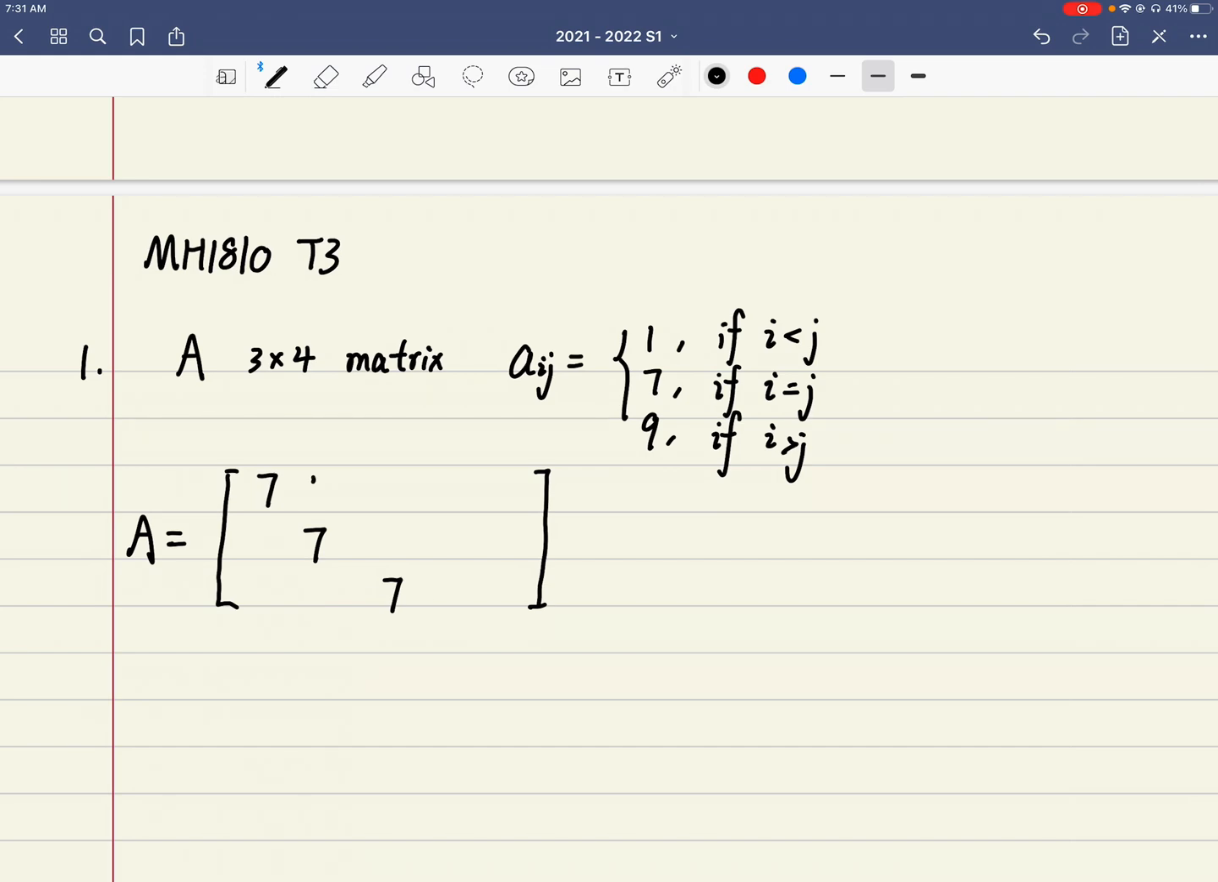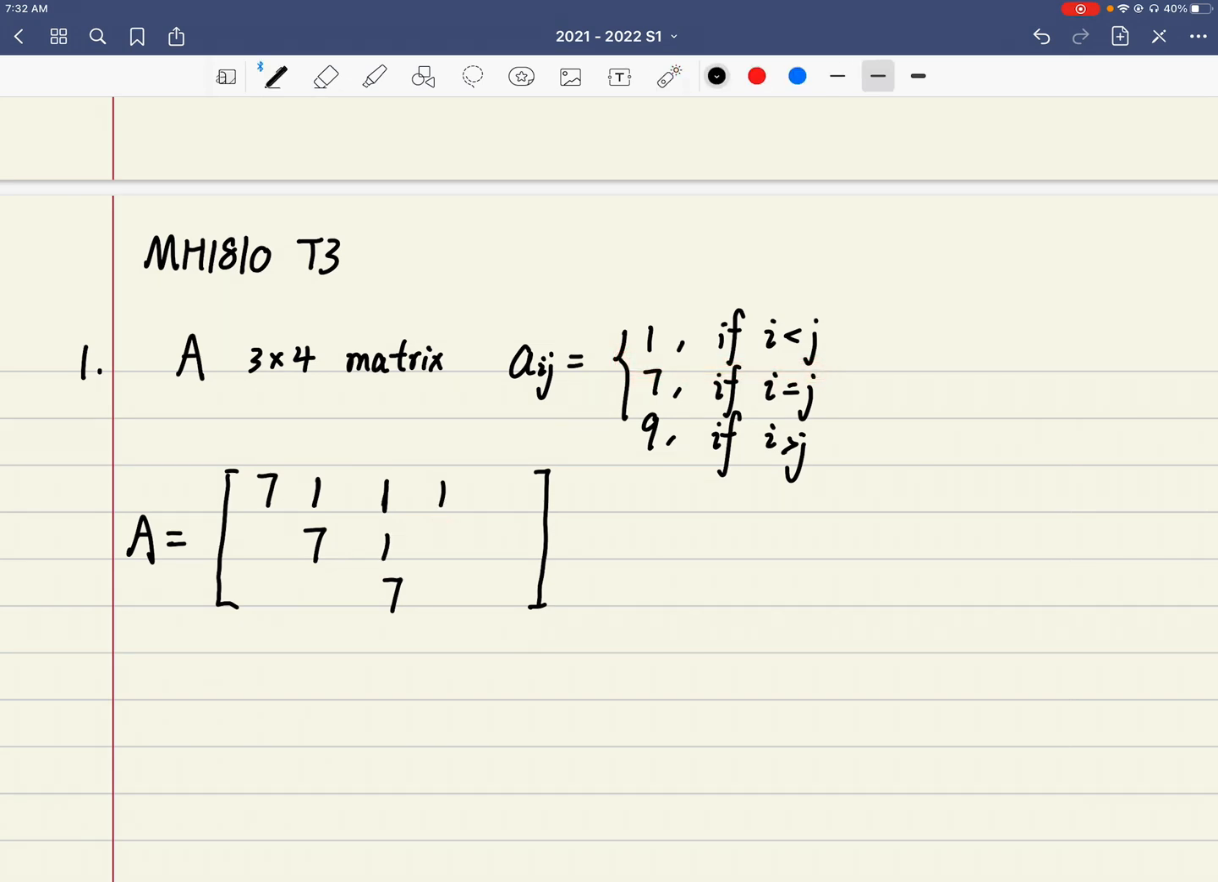Okay, and for example, this one, it's A12 because it's on the first row, second column. And now i is 1, it's smaller than 2, right? i is smaller than j. So when i is smaller than j, the entry is 1. Okay, so this entry is 1. So similarly, this entry is A13, right? 1 is smaller than 3. Okay, so it is also 1. Okay, this entry A23, right? Because it's on the second row, third column, right? 2 is smaller than 3. So again, this entry is 1.